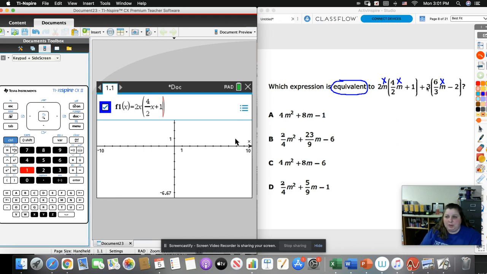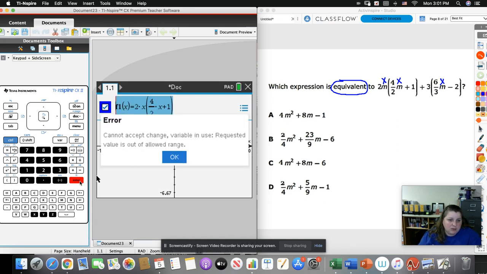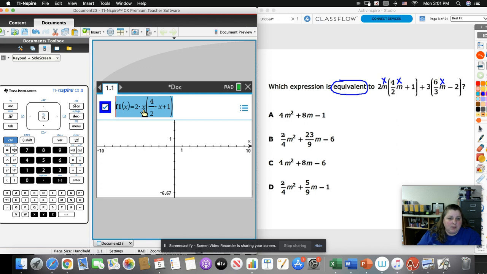Now, I'm going to stop here. I am going to type the rest in a minute, but there's 2 problems with this equation or expression that the calculator doesn't like. Even though I've changed these to X's, if I hit enter, it's going to show me there's an error. And for whatever reason, our calculator does not like to have a variable right in front of a parenthesis.